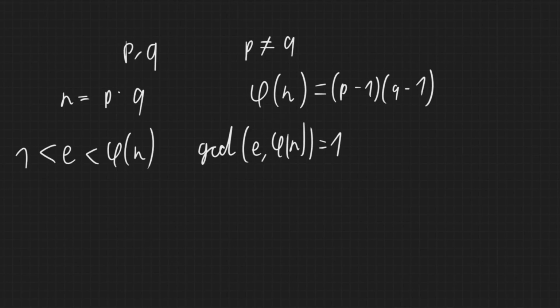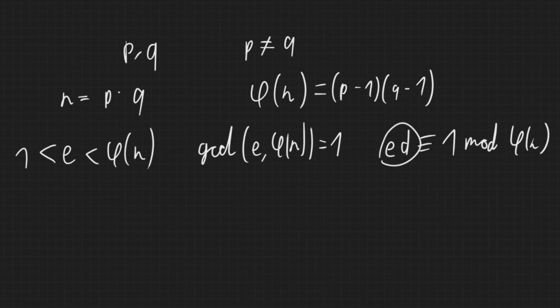And then I calculate the corresponding private exponent D. And D is simply the number that solves this equation: E times D should be congruent to 1 modulo phi of n. Or in other words, E times D, if we divide that by phi of n, we will get 1 as the remainder.